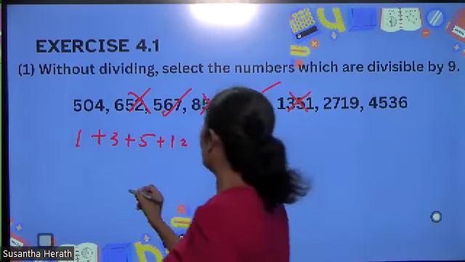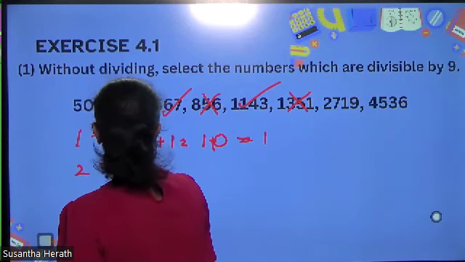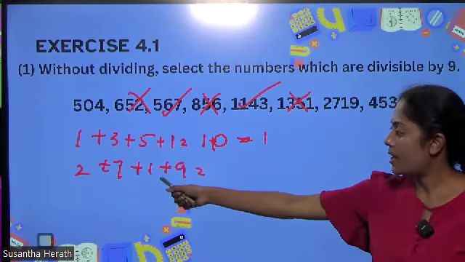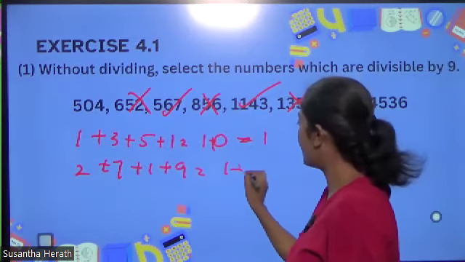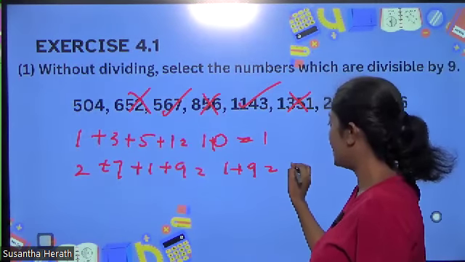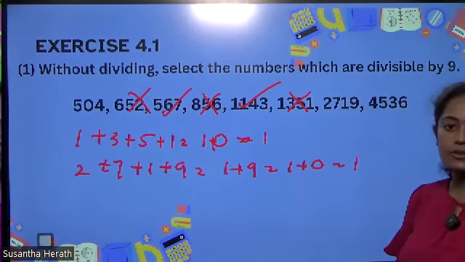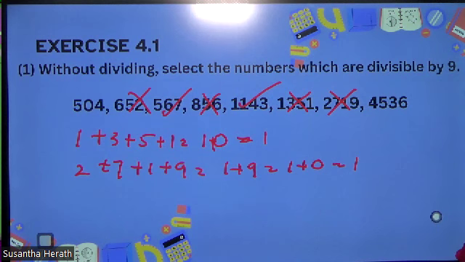Next one, 2719. 2 plus 7, 9. 9 plus 1, 10. 10 plus 9, 19. That means 1 plus 9, again 10, that means 1. Digital root is 1. Then this one is not divisible by 9.